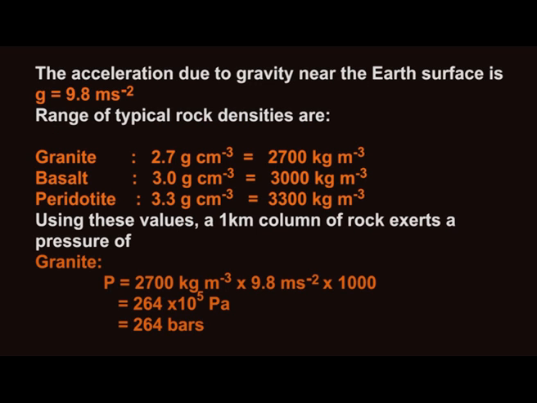The acceleration due to gravity near the Earth's surface is g equal to 9.8 meters per second squared. The range of typical rock densities are granite 2.7 grams per centimeter cube, basalt 3.0 grams per centimeter cube and peridotite 3.3 grams per centimeter cube. Using these values, a 1 kilometer column of granite, as you see on the screen, exerts a pressure of nearly 264 bars.